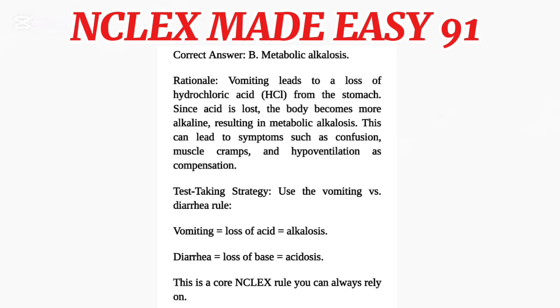Rationale. Vomiting leads to a loss of hydrochloric acid, HCl, from the stomach. Since acid is lost, the body becomes more alkaline, resulting in metabolic alkalosis. This can lead to symptoms such as confusion, muscle cramps, and hypoventilation as compensation.